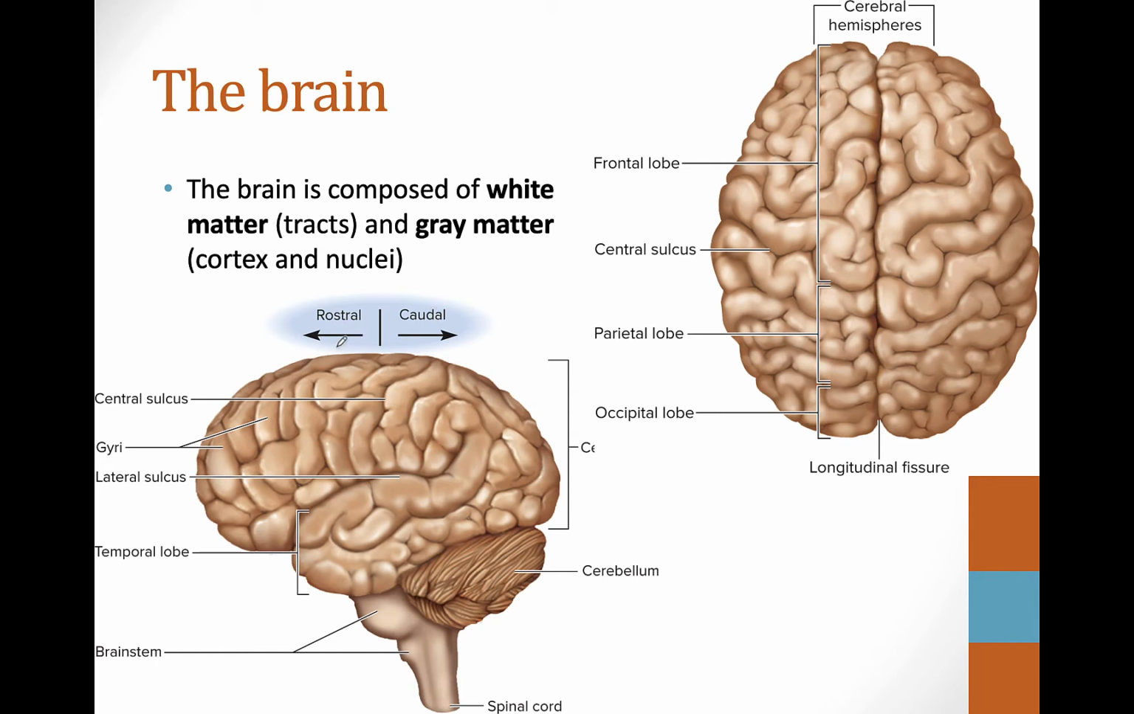Rostral is typically going to mean towards the nose, but when we talk about the brain, that can mean towards the forehead or even just higher. And then caudal means tail, so this usually means towards the tail, but in the brain, this can mean towards the spinal cord or lower. So the brain is made up of three major regions.